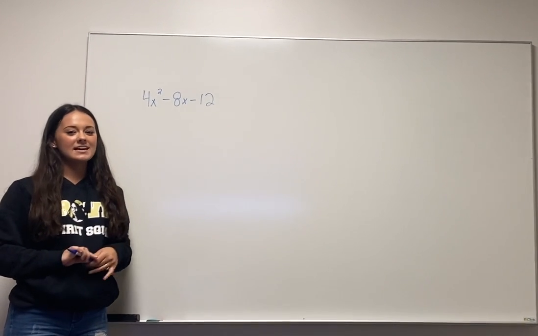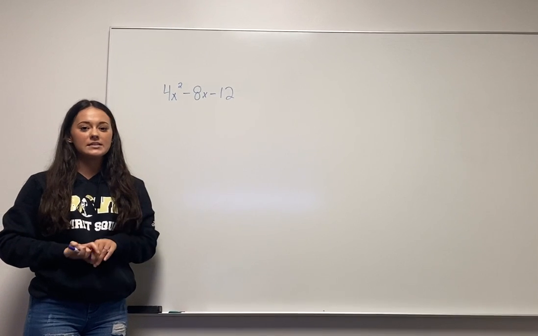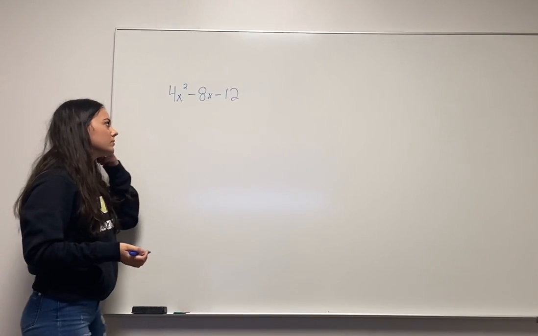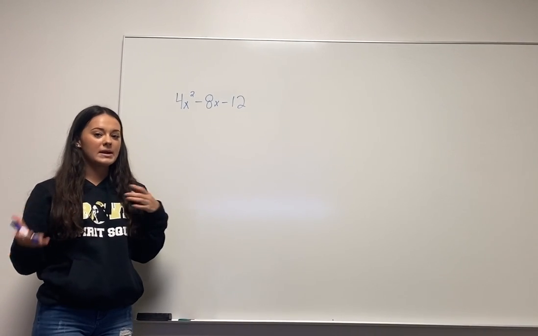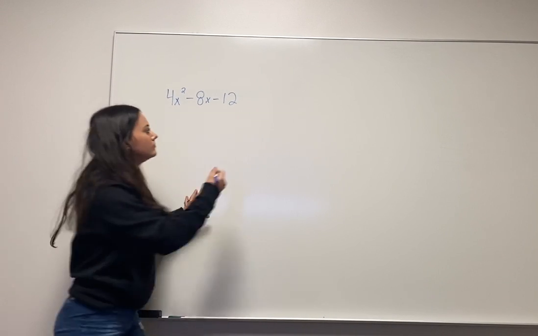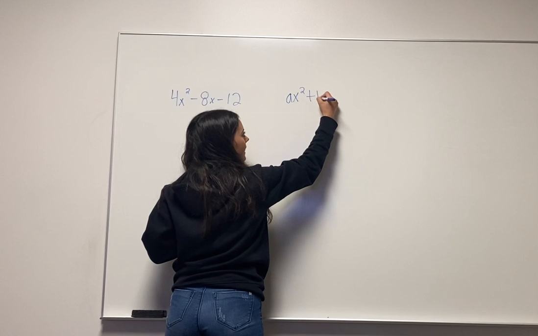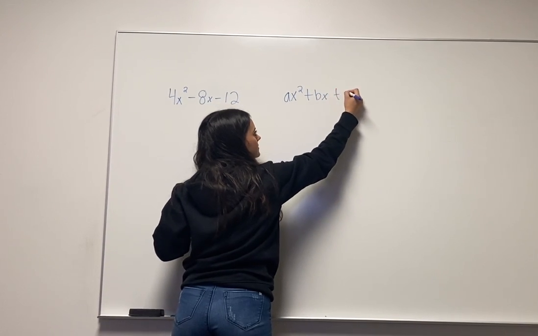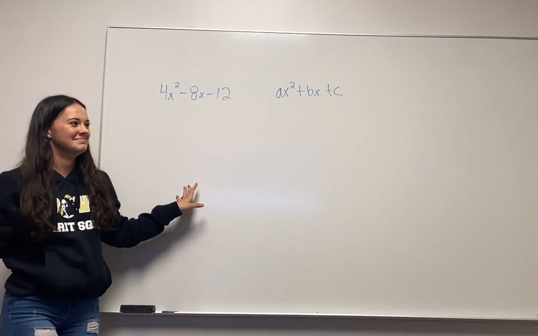Hi everyone, today's lesson is going to be focusing on factoring polynomials to find the zeros, which are going to be our answers. So, to review really quickly, what is our basic standard form of a polynomial? It's going to be ax squared plus bx plus c. That is our standard form.